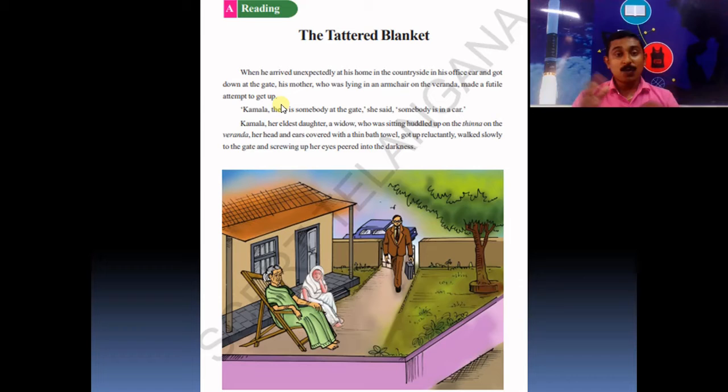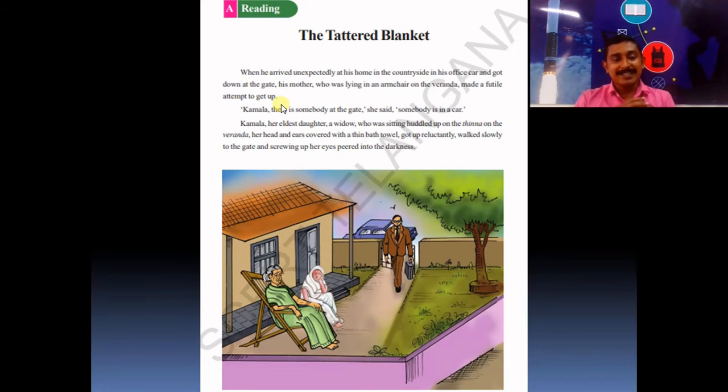His mother, who was lying in an armchair, mother is a bit old lady, she was lying in an armchair on the veranda. His mother made a futile attempt to get up. She was resting on the armchair. She made a futile attempt. Futile means an unsuccessful attempt to get up from the chair.